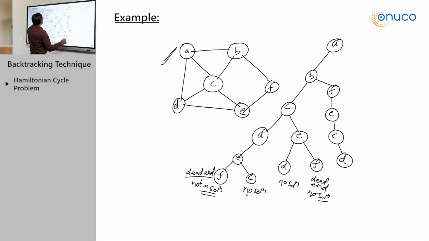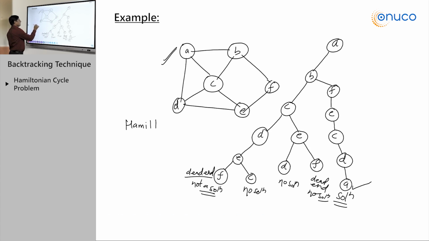From D, what is the source vertex? A is the source vertex. Do you have a path from D to A? Yes, there is a path. So this is one of the solutions. This path is called a Hamiltonian cycle. What is that? A to B, B to F, F to E, E to C, C to D, and D to A. The source is repeated, meaning all the vertices are traversed exactly once.